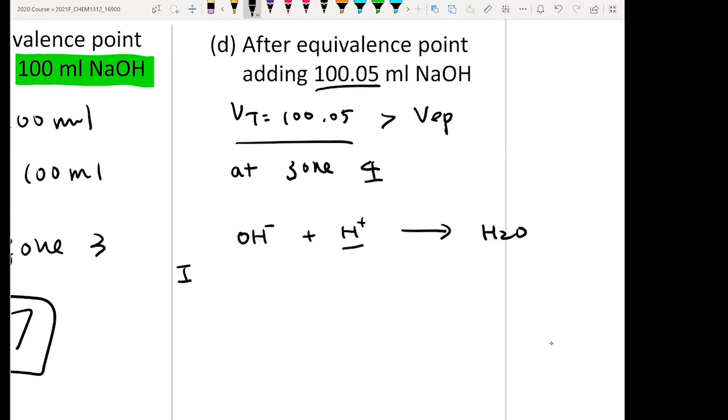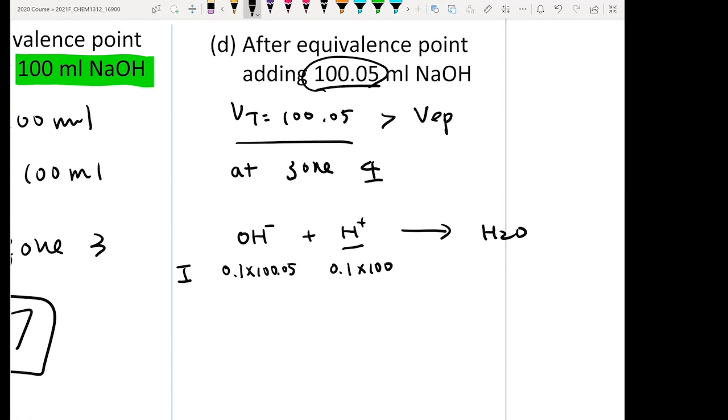Okay, so in the beginning we know our aniline has 0.1 M HCl, right? We have 100 mL, so we have that many moles of H+. Right now you add in 100.05 mL, with a concentration of OH- actually 0.1. Okay, so that's the situation we have right now.